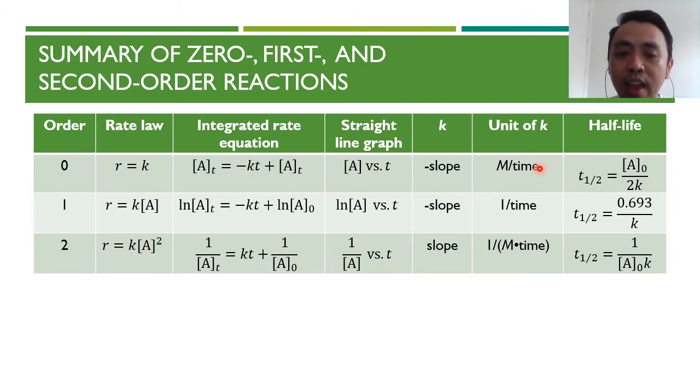The unit of k also varies with the order of the reaction. For zero-order reactions, the unit of k is molar, that's capital M, over the unit of time given in our data. For a first-order reaction, the unit of k is equal to 1 over the unit of time, while for a second-order reaction, the unit of k is equal to 1 over molar times time.